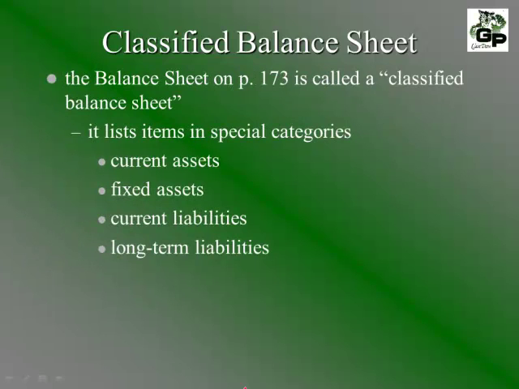Now we need to talk about this new type of balance sheet called a classified balance sheet. On page 173, we're looking at what is called a classified balance sheet. It lists items in certain categories. Up until now, we've simply had assets and liabilities, but now we're going to split them up into current assets and fixed assets, current liabilities and long-term liabilities.